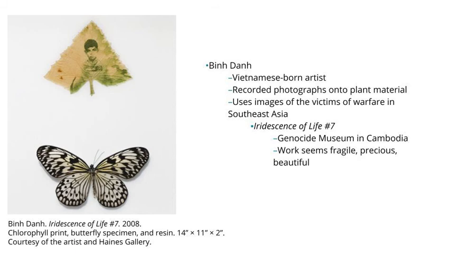And the images that he chooses to print are images of victims of warfare in Southeast Asia. This particular one is called Iridescence of Life number 7, and it's featured in the Genocide Museum in Cambodia, which is pretty bleak, but also very, very important to remember and never allow ourselves to forget. So I think it's very important that there is a museum dedicated to that. And this work seems very fragile, yet precious and beautiful. And I think, in a way, he's talking about how human life is fragile, precious, and beautiful, and how we so easily stomp and crush it.